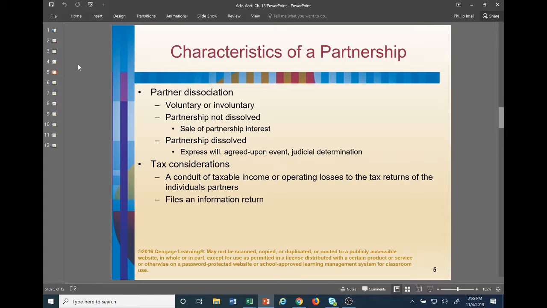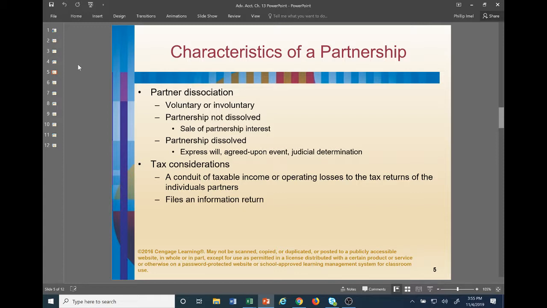Now, some of the tax considerations that need to be taken into account for partnerships. Unlike corporations, a partnership is not a separate taxable entity, but a conduit through which taxable income or operating losses pass to the tax returns of the individual partners. The partnership must still file an information return. This return is the Federal Form 1065, which details the partnership's revenues and expenses that ultimately pass through to the individual partners.